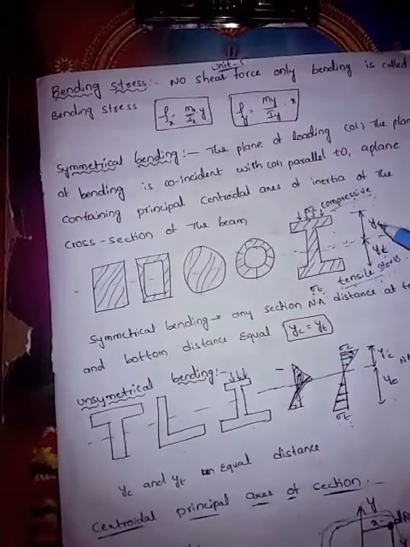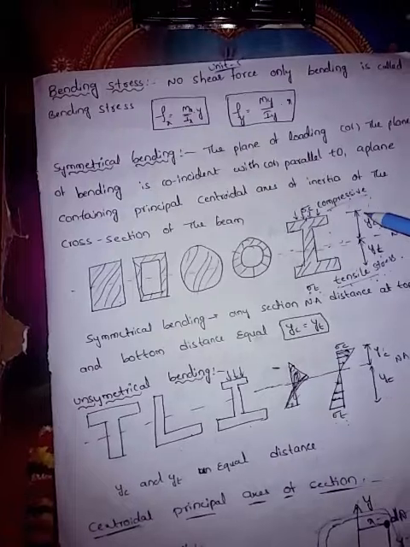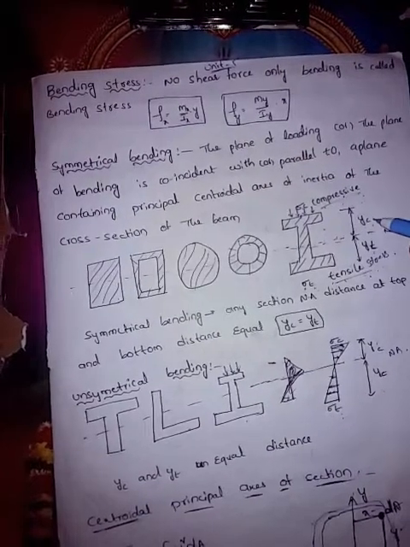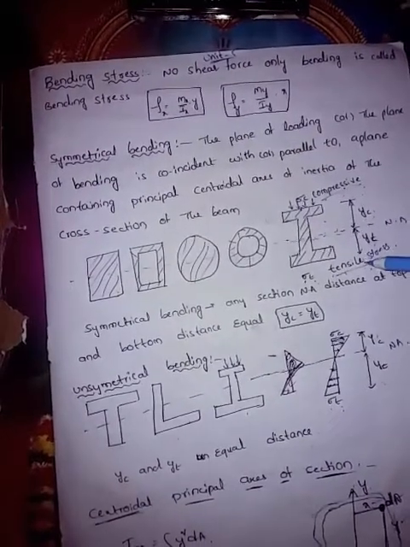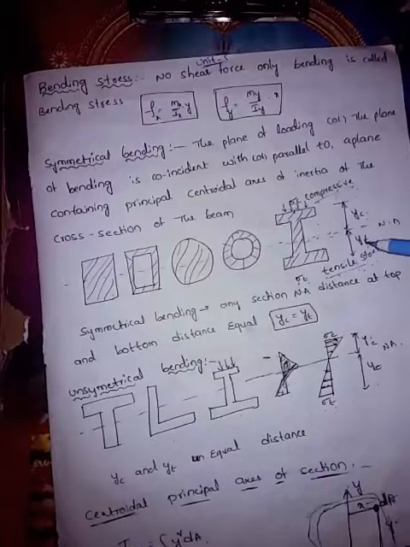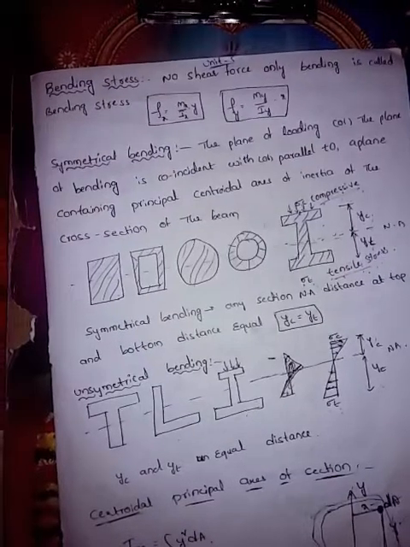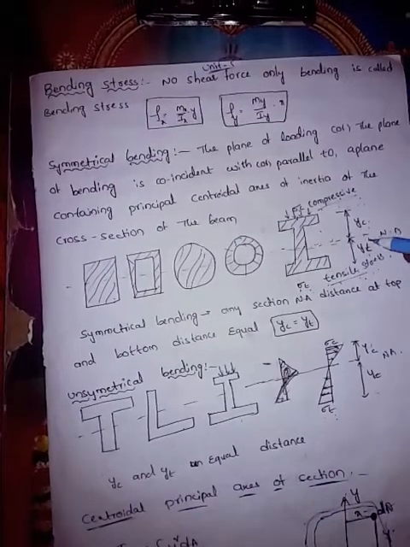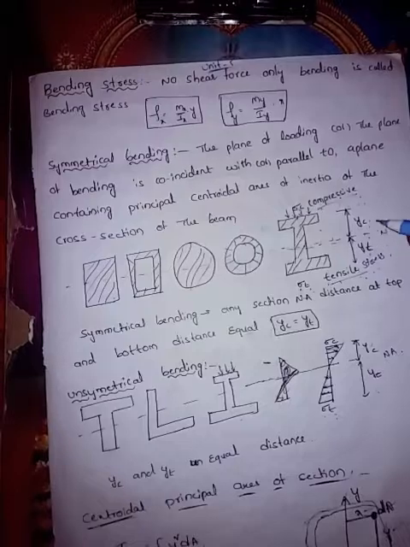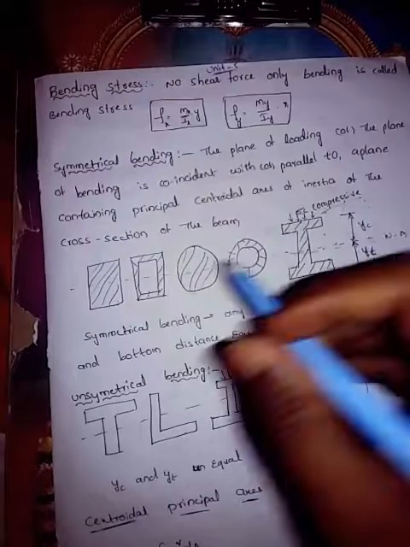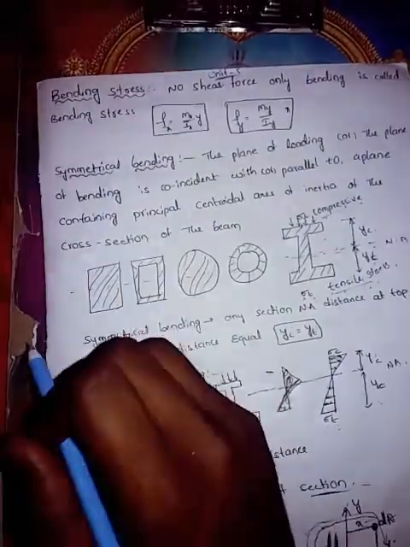Suppose above the neutral axis the bending distance is YC, and at the bottom the expansion distance is YT. When the YC and YT distances are both the same, it is called symmetrical bending.